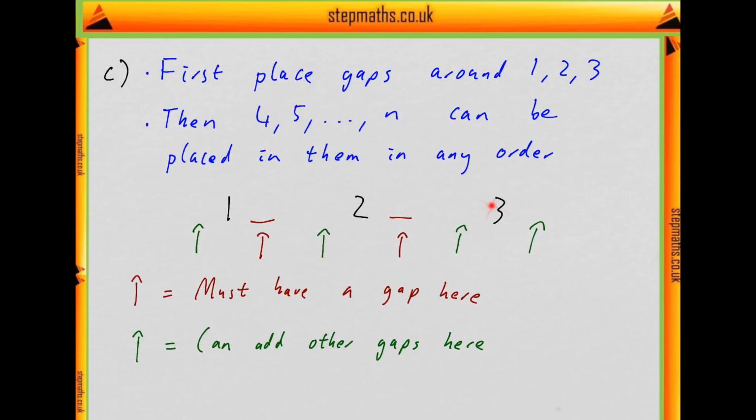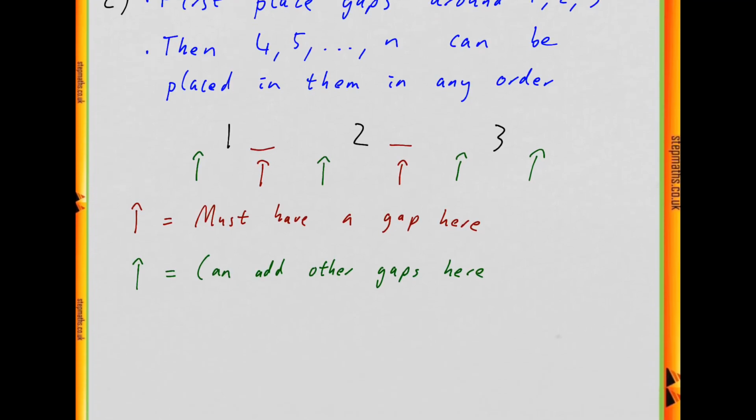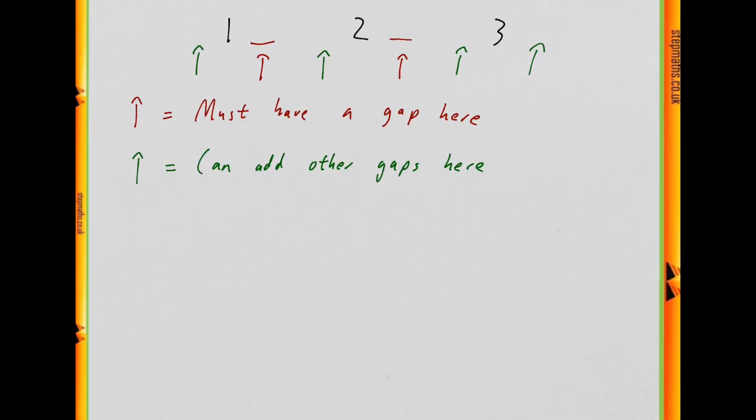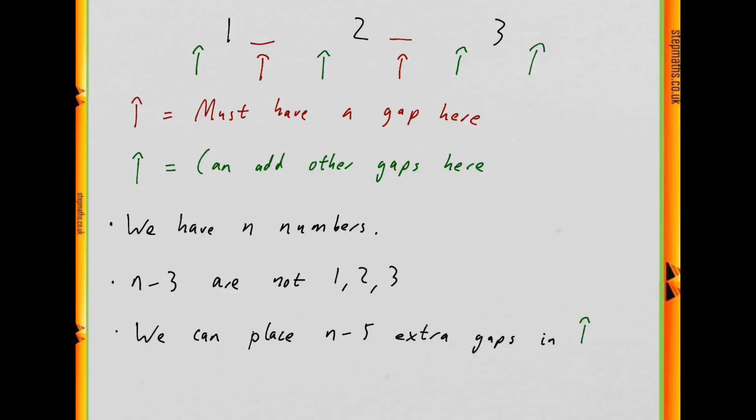We've got the numbers 1 to 3, and then however many numbers are left, that's how many gaps we need. So let's count how many things there are that we need to take into account. We've got n numbers, and n minus 3 of them are not 1 to 3, so that means we need n minus 3 gaps. And 2 of these gaps are already accounted for, so that means we've got n minus 5 extra gaps which go in any of these 4 places.